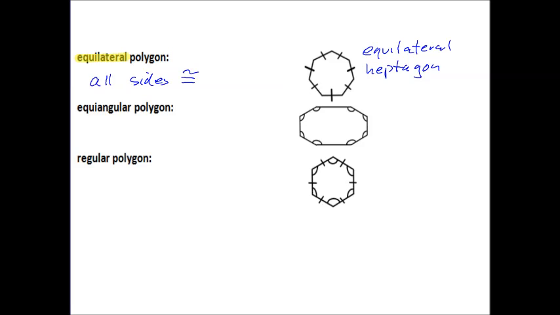Or we have equiangular polygons. Equiangular polygons are polygons where all angles are congruent. Remember that from our triangles. And the example here to the right has how many angles? 1, 2, 3, 4, 5, 6, 7, 8. So we have an equiangular octagon.